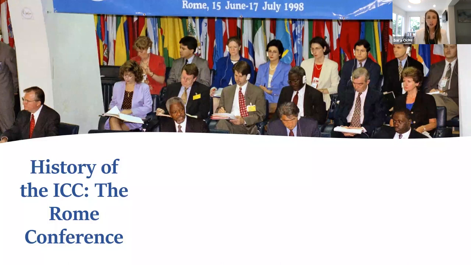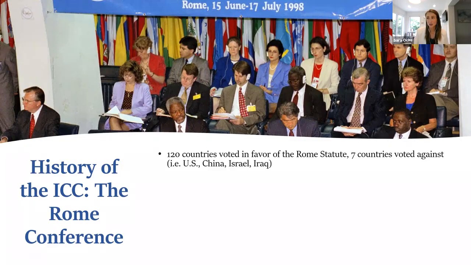And at the conclusion of the Rome Conference, they had a big vote on this final draft statute. And out of all those countries that came, an overwhelming 120 countries voted in favor of the Rome Statute, a couple dozen abstained, and 7 voted against the statute. These countries who voted against the statute included the United States, China, Israel, Iraq, and several other Middle Eastern countries.